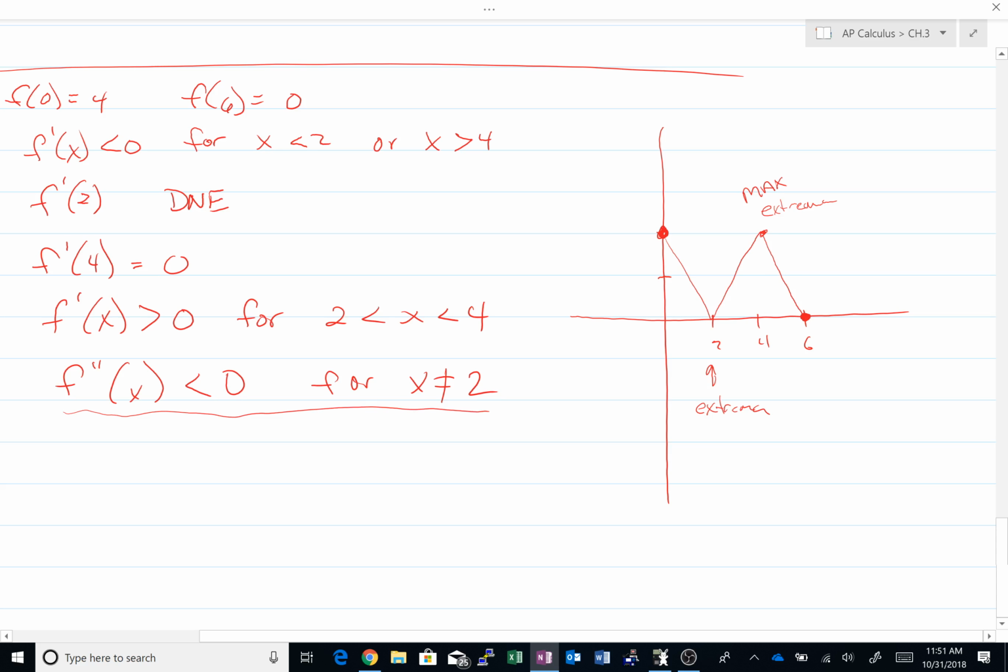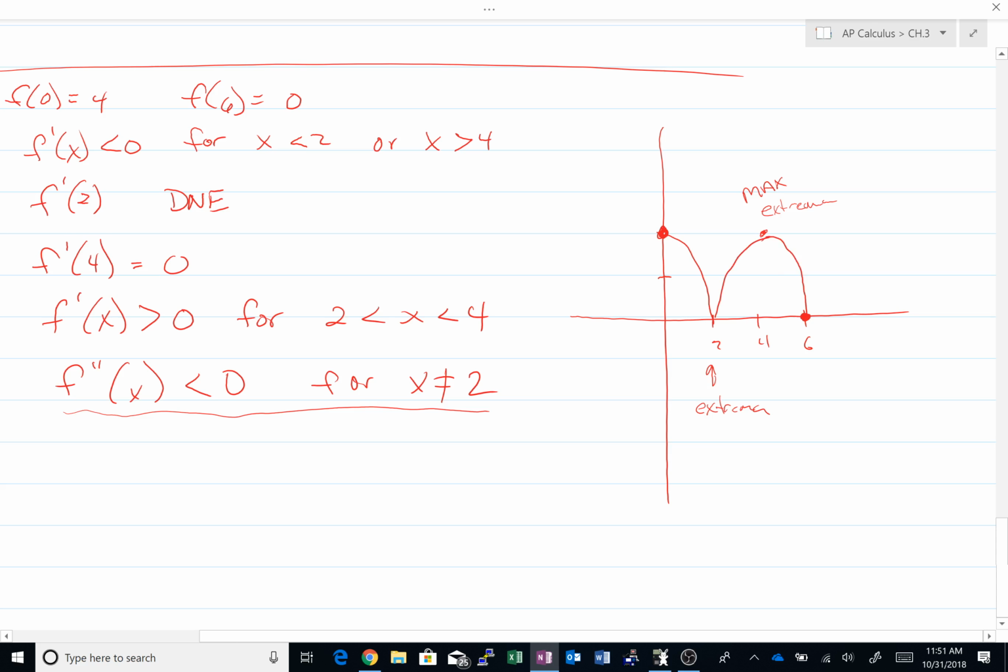Now I've got to piece together some of my curvature. This last one is saying that the second derivative is negative everywhere but 2, so it's concave down everywhere except 2. So let's start getting my curviness here. I see this part. Now it's concave down, concave down. That's the graph.